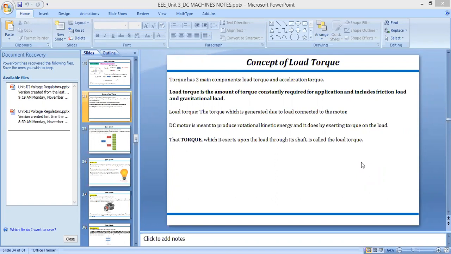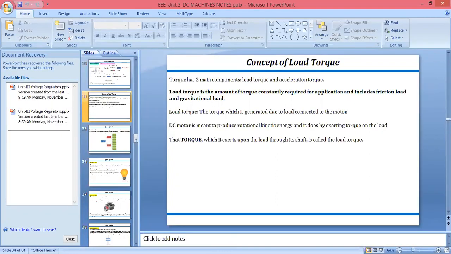DC machines are electromechanical energy converters, which can convert a DC source into mechanical power, or convert mechanical power into a DC source. That electromechanical converter we are calling the DC machine. So the machines which can convert electrical energy into mechanical or vice versa, we are calling an electromechanical converter, or a DC machine.